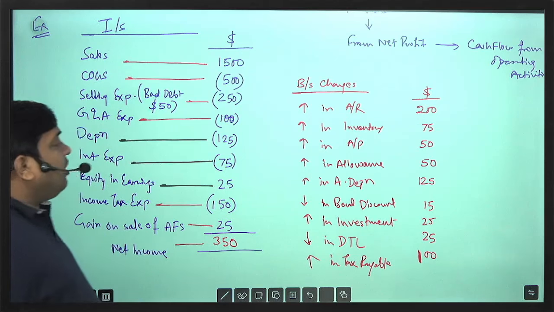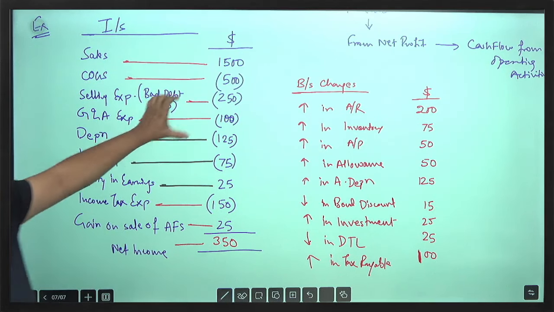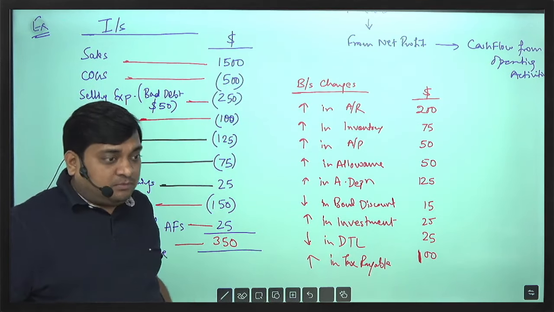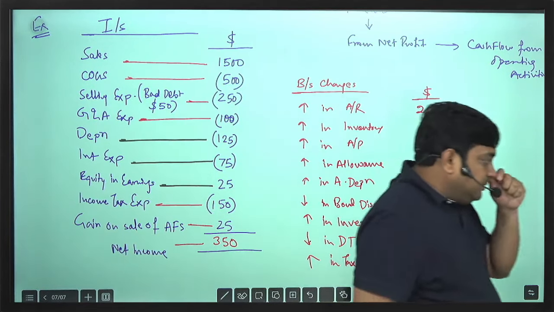Now we have to find out the relationship of these income statement items with these current assets and accordingly get the cash flow. Can you read it?